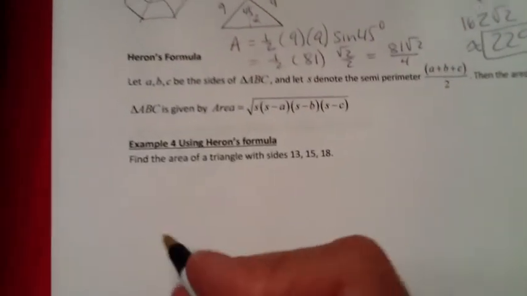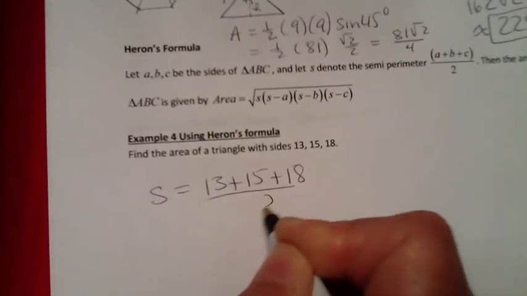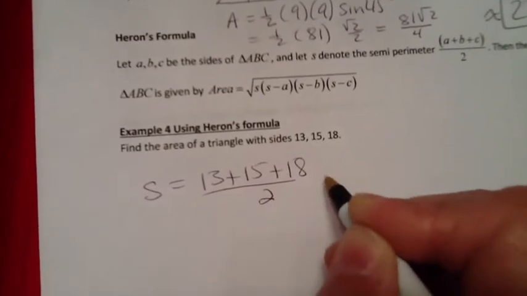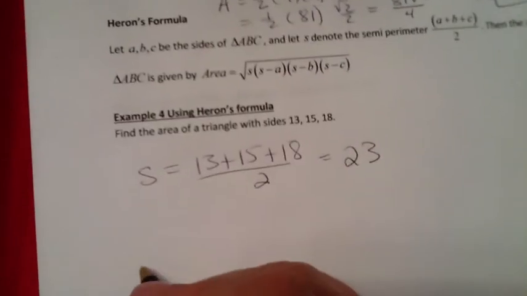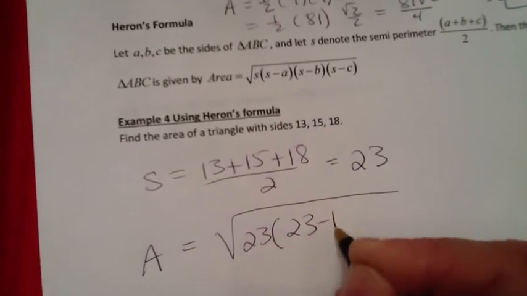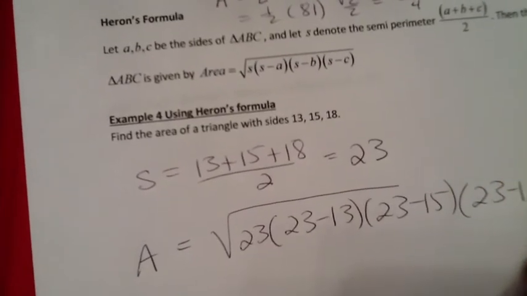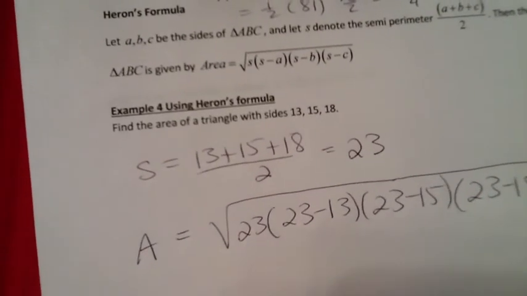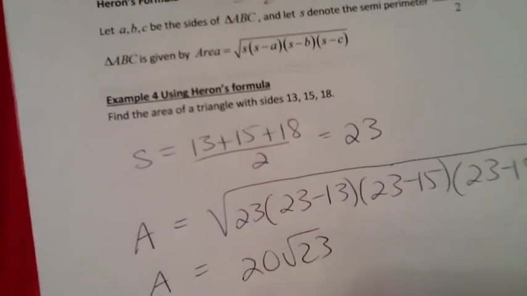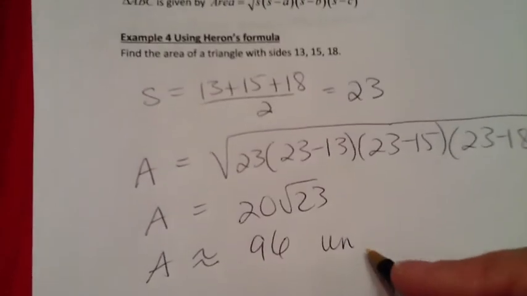So we're going to find the area of this triangle. Let's look at the semi-perimeter. It's 13 plus 15 plus 18 divided by 2. Okay, well that's not too bad. What we end up with is that this is 23. Now to find the area, I'm going to take the square root of 23 times 23 minus 13 times 23 minus 15 times 23 minus 18. Put this into my calculator, and I get my area to be 20 square root of 23, which is about 96 units squared.